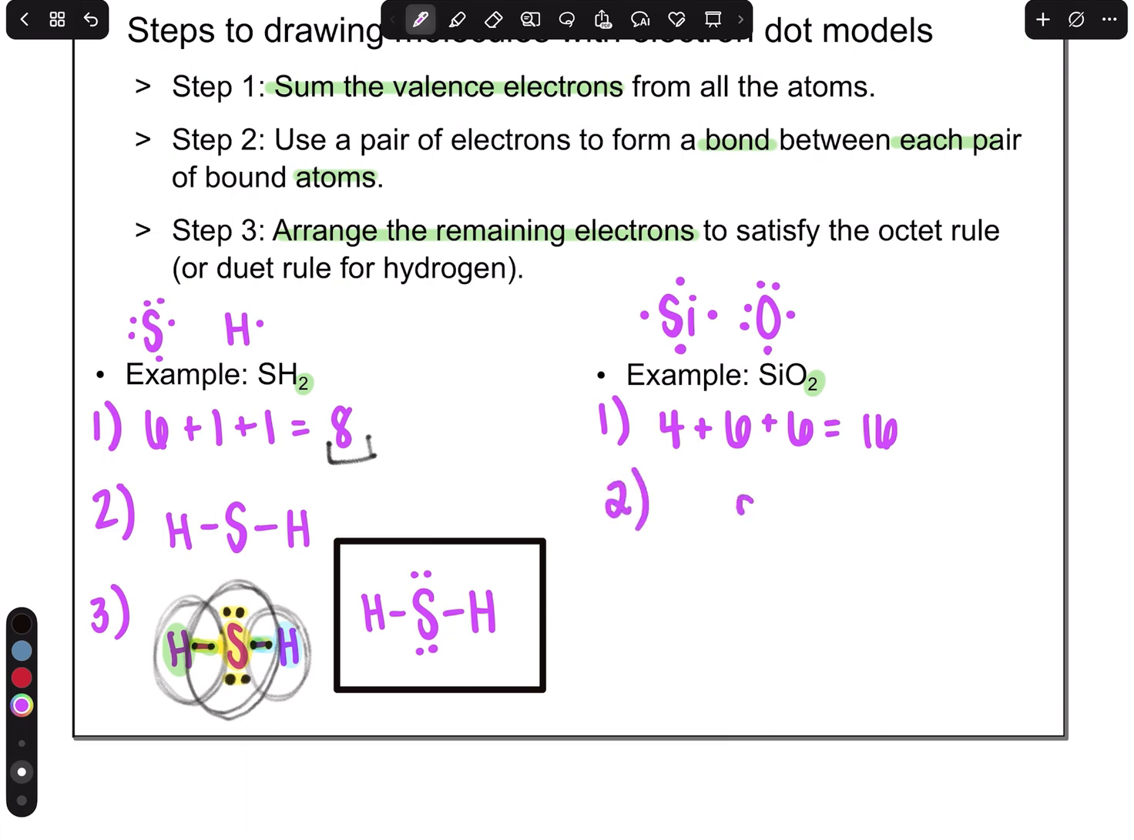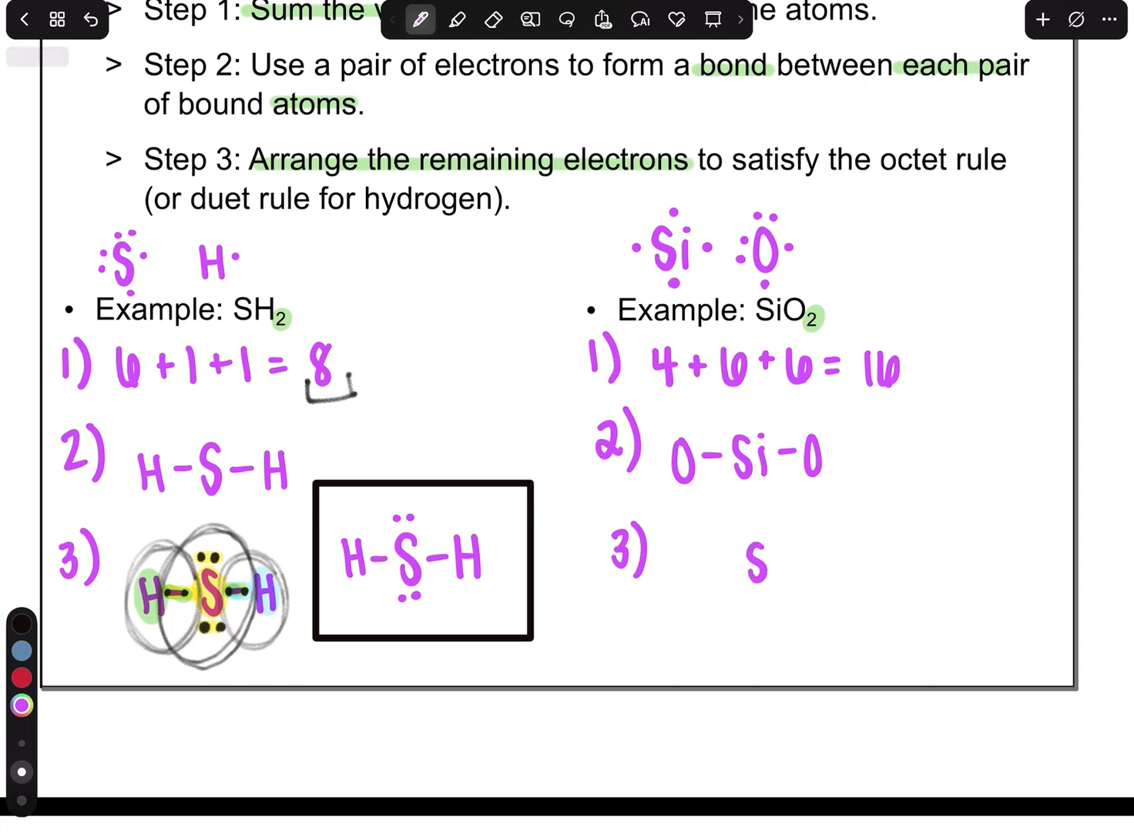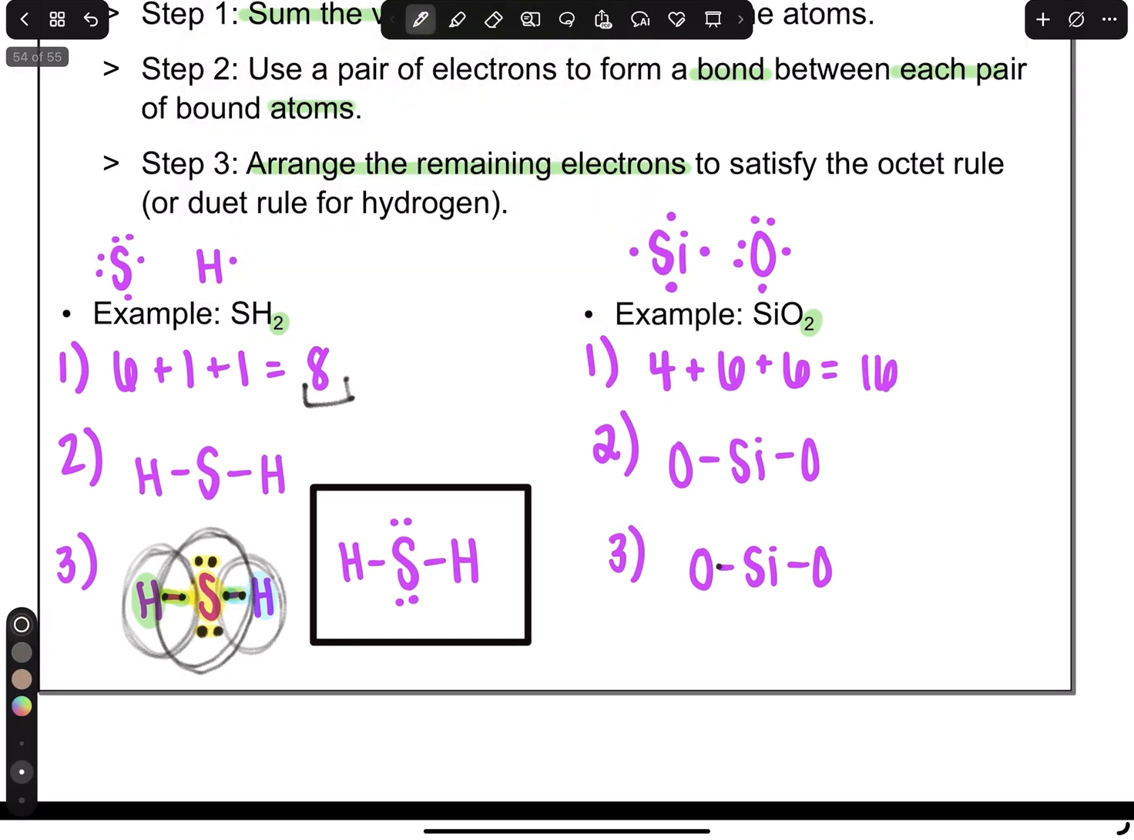Step 2 is going to require me to connect everything with single bonds, and that's exactly what I've done. So now let's move on to step 3. In step 3, I'm going to start drawing my remaining pairs of electrons. Let's start by figuring out how many I've drawn so far. So far, I've drawn 2, 4, 6, 8. That's 8 more to go, so I'm going to draw the rest.